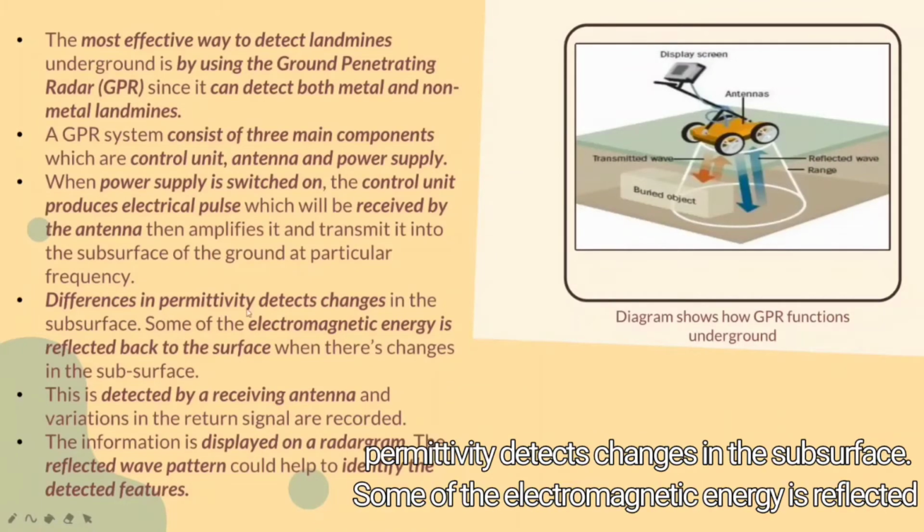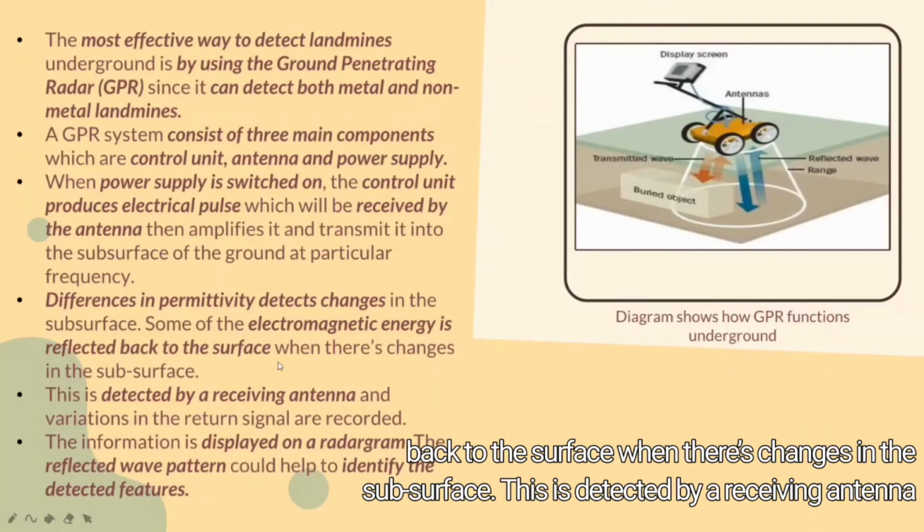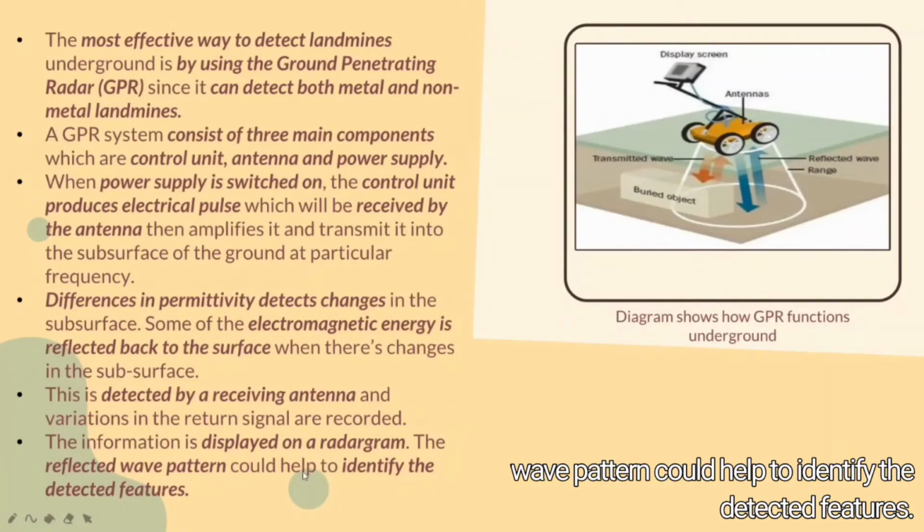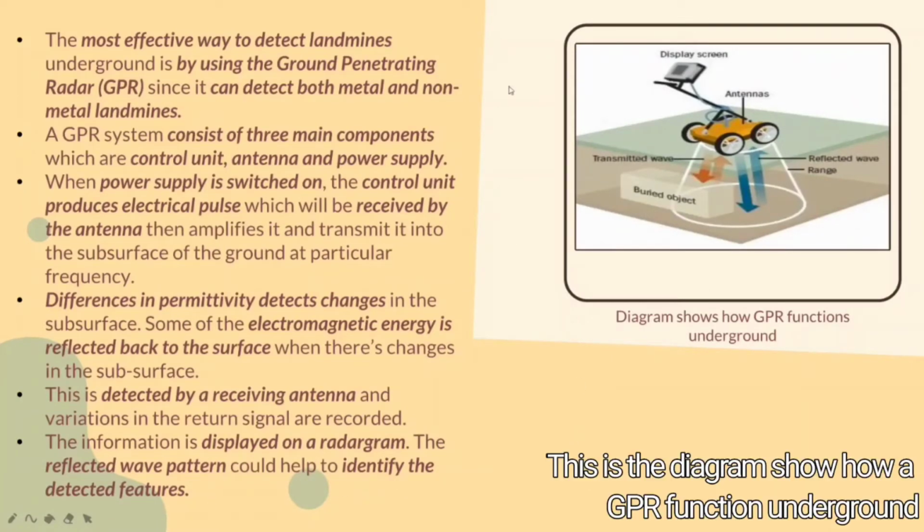Differences in permittivity detect change in the subsurface. Some of the electromagnetic energy is reflected back to the surface when there's a change in the subsurface. This is detected by a receiving antenna, and variations in the return signal are recorded. The information is displayed on a radiogram. The reflected wave pattern could help to identify the detected feature. This diagram shows how GPR functions underground.